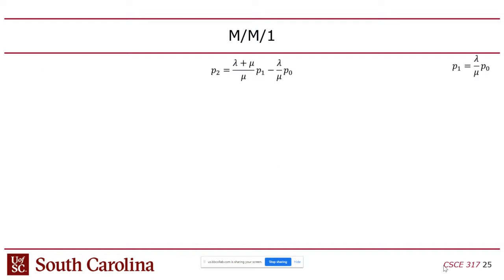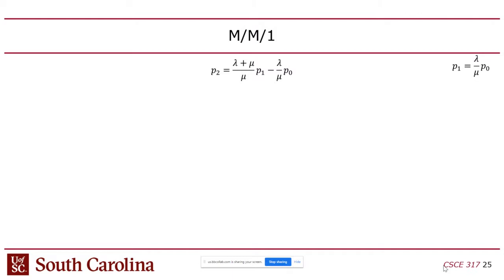So to get there, we first start with the equation that we just had, but we're going to plug in 1 for n. So we're going to build this up inductively. So we're going to set n to 1. So we have P2 equals (lambda plus mu) over mu times P1, minus lambda over mu times P0. And again, that's just from having done the flow balance equation, rewriting it as a function of P(n+1), and setting n to 1. That's it.